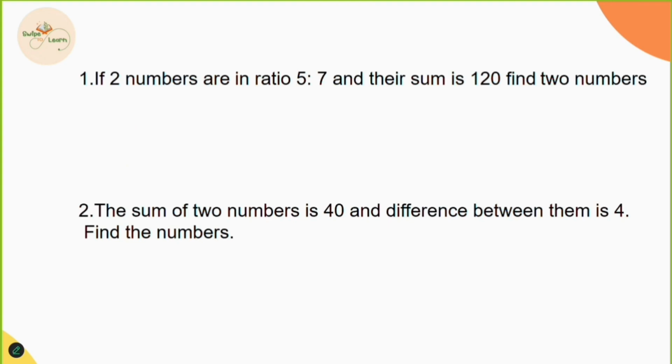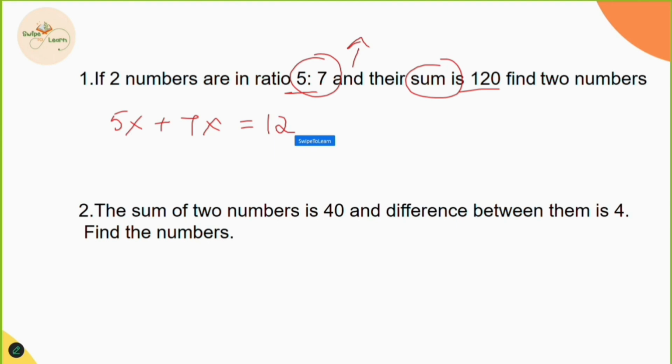So, first question, if two numbers are in the ratio 5 is to 7 and the sum is 120, find the two numbers. A sum is given and it says that two numbers are 5 and 7. These are not values, these are the ratios. So, we need to consider them as 5x and 7x. Then they are saying that their sum is equal to 120.